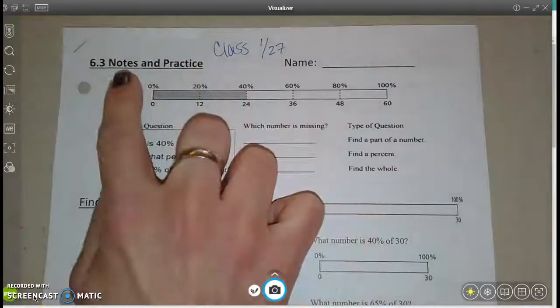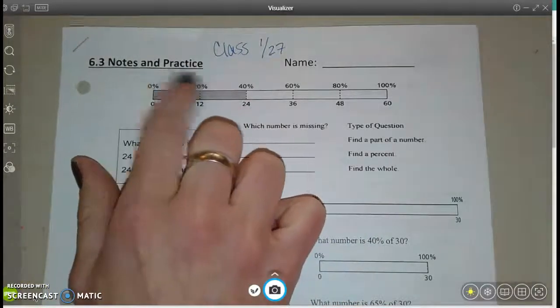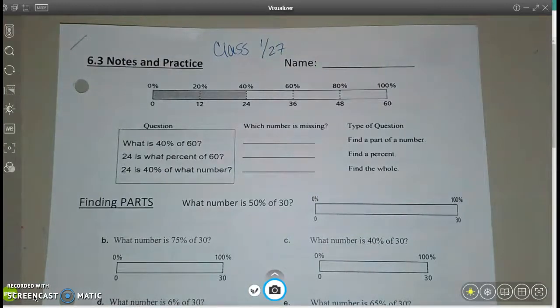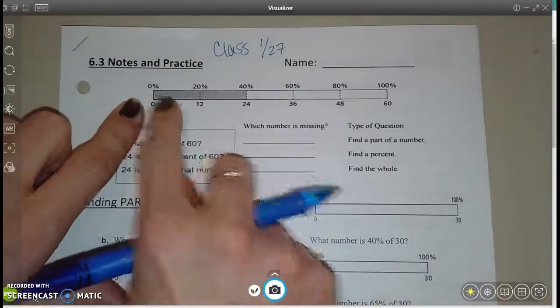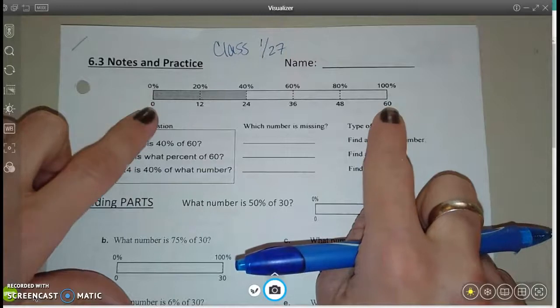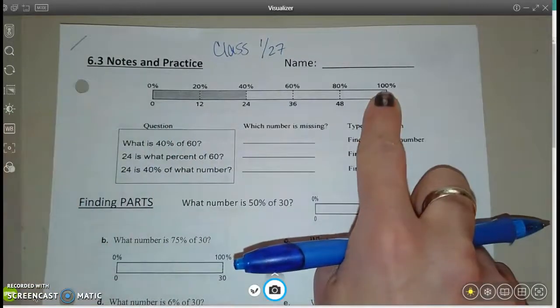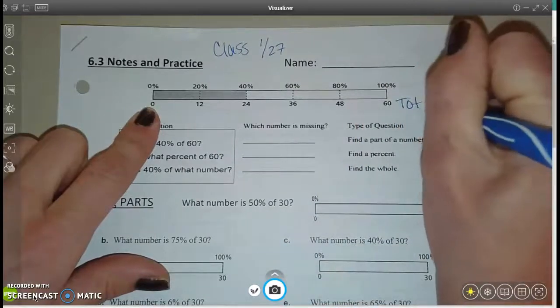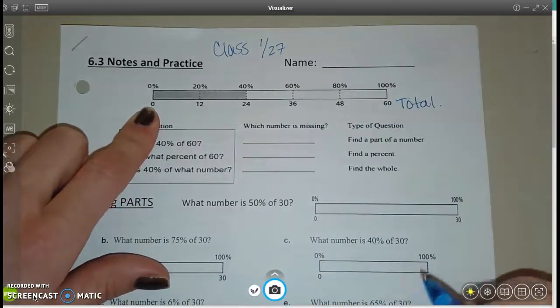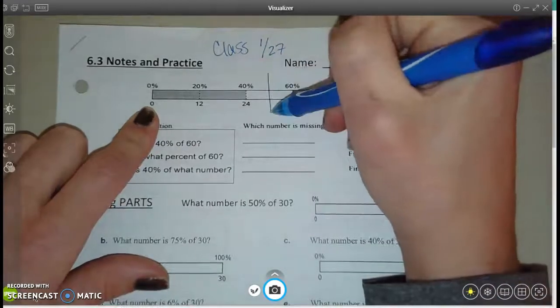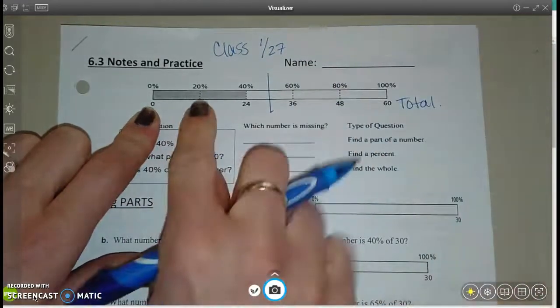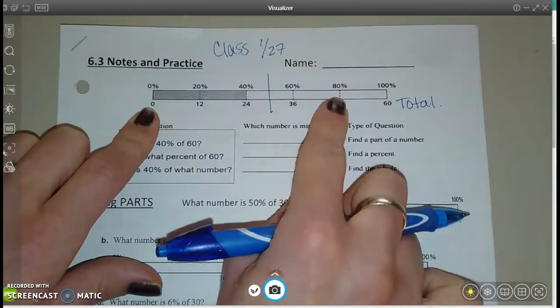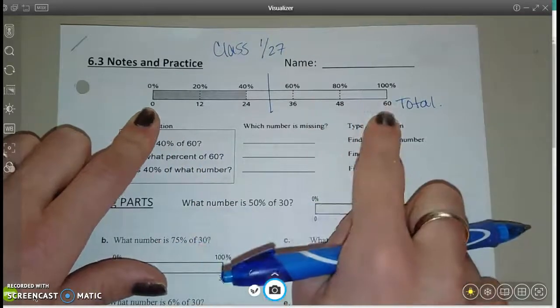So these are our in-class notes and practice and examples for section 6.3. We're going to start by looking at this bar to help us visualize from 0 to 100% and also from 0 to whatever our total is. I can see 50% would be here in the middle, so they've broken this one down into 20, 40, 60, 80, 100%, and that would be all the way up to your total.